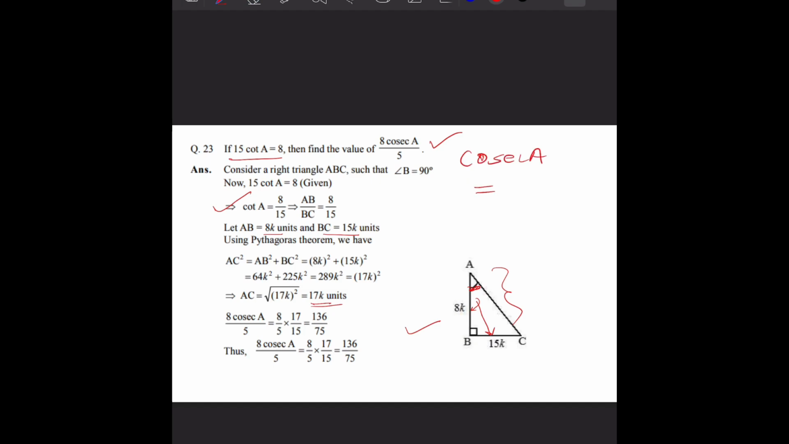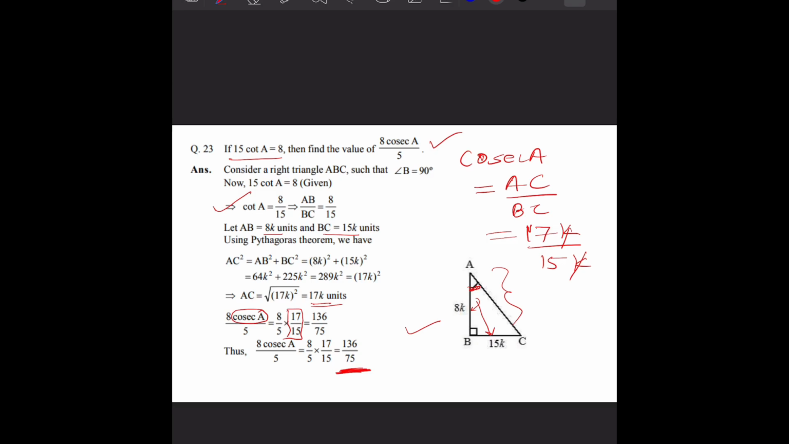Cosec A. Hypotenuse, what is hypotenuse? AC upon opposite. What is opposite? BC. What is our hypotenuse? 17K. What is our opposite side? 15K. K and K cancel. 17 by 15. That's why in the solution, what is written in place of cosec A? 17 by 15. By calculating this, what is my final answer? 136 upon 75.